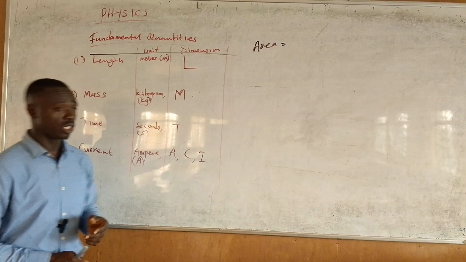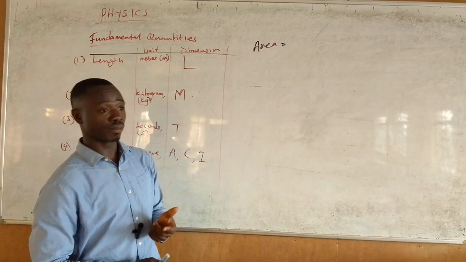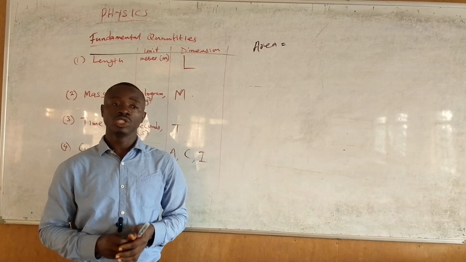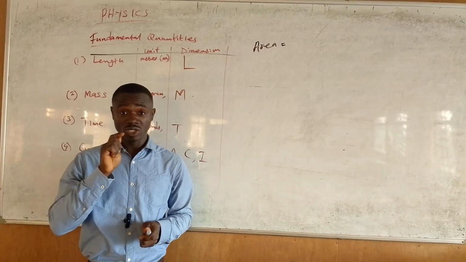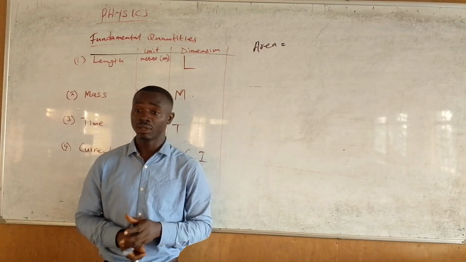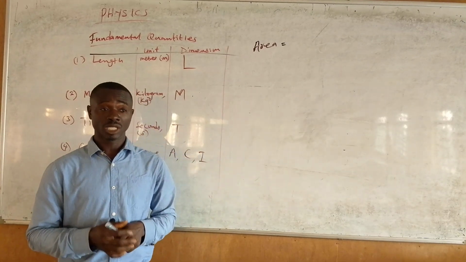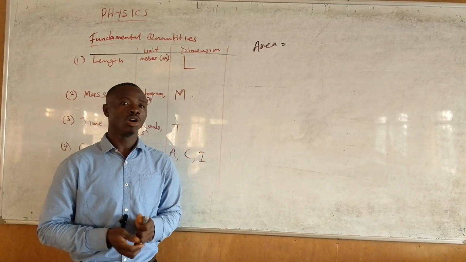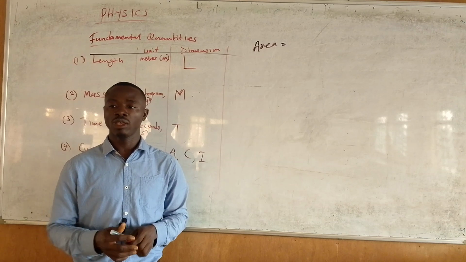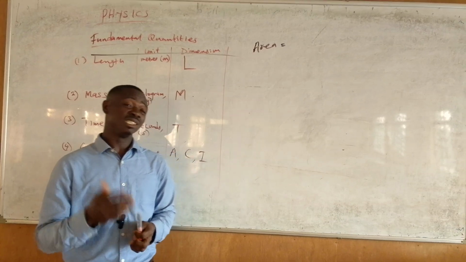Now let's go into dimensional analysis proper. Anytime you are asked to find the dimension of any physical quantity, those physical quantities are going to be derived quantities. And what are derived quantities? These are quantities that are obtained from fundamental quantities. So they depend on the fundamental quantities. We can say they are dependent, while fundamental quantities are independent.